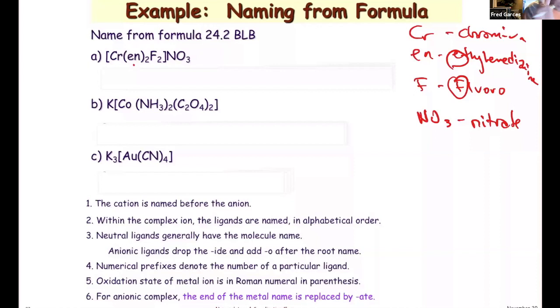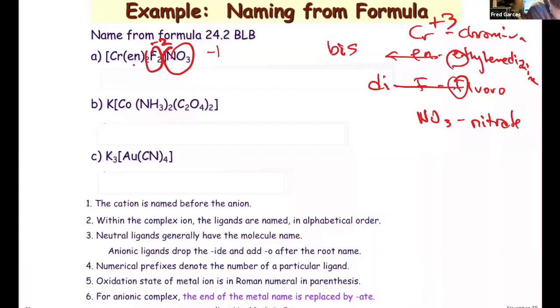But there's two ethylene diamines. So the fact that there's two means that we're going to put on this bis prefix. There's two fluoros. So in front of the fluoro, we'll put difluoro. And the chromium, let's figure out the oxidation state. Ethylene diamines are neutral, fluorines are -1. So two here is -2. The nitrate here is -1. -2 and -1, that's -3. The chromium has to be a +3. Okay, it's a +3. So now we can name these things.